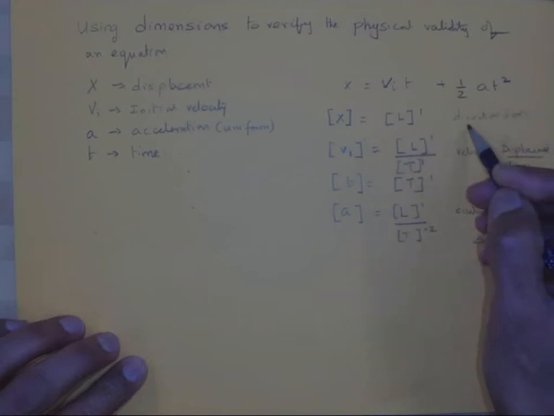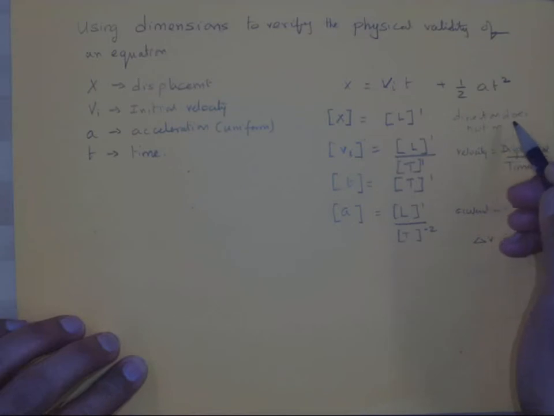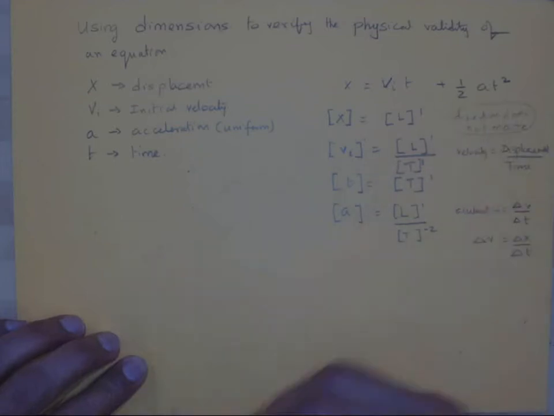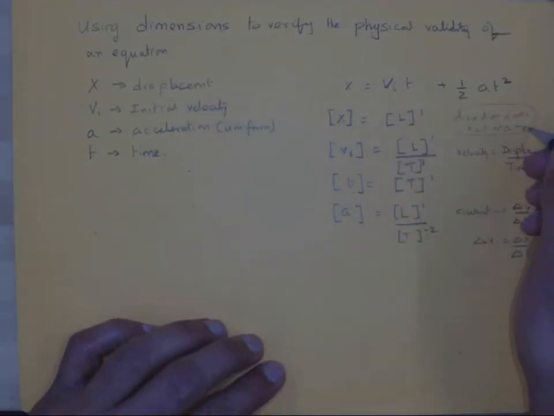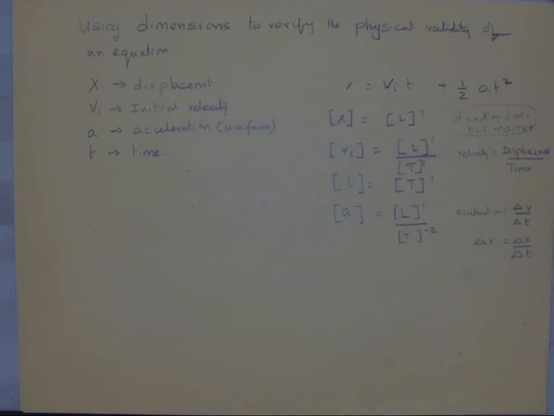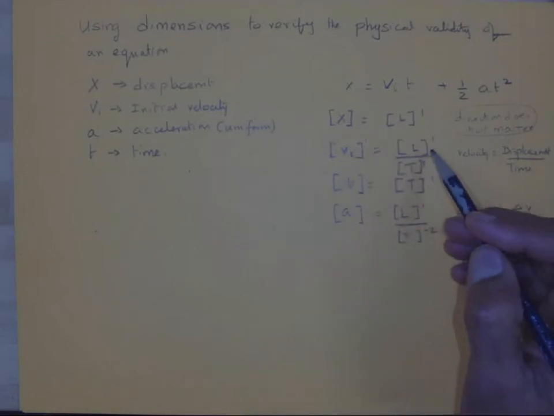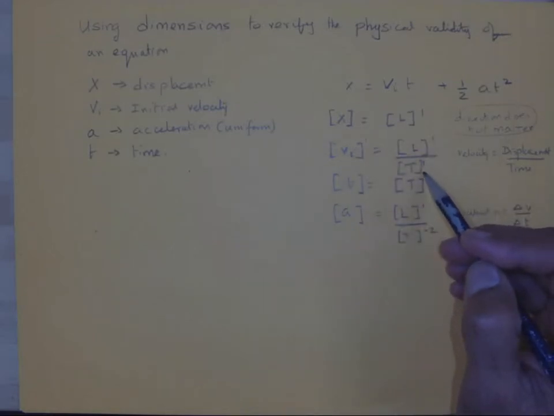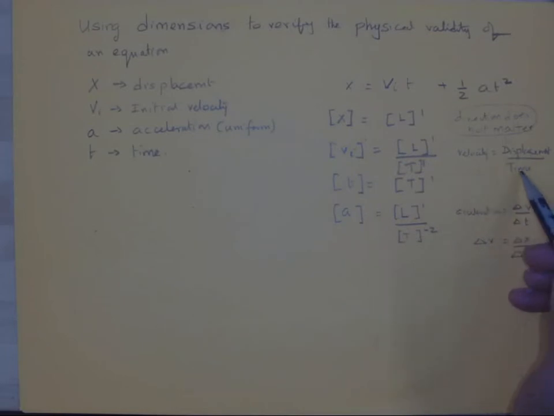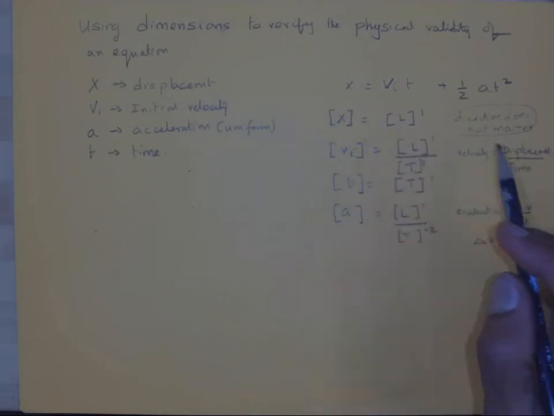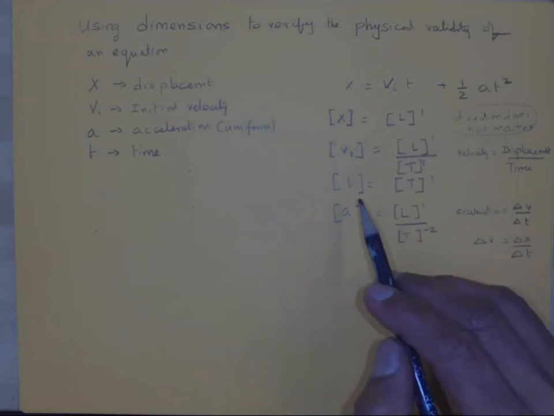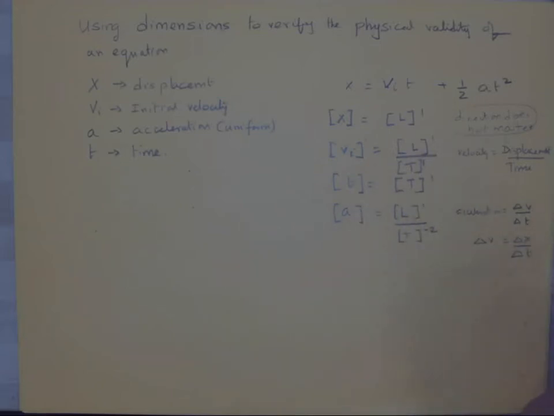Why? Not only is length or distance of dimensionality L raised to 1, so is the displacement of dimensionality L raised to 1, because they're still measured in meters. V sub I is of dimensionality L raised to 1 divided by t raised to 1, because velocity is displacement over time, and we already know the dimensionalities of those two quantities. T, as we know, is t raised to 1.